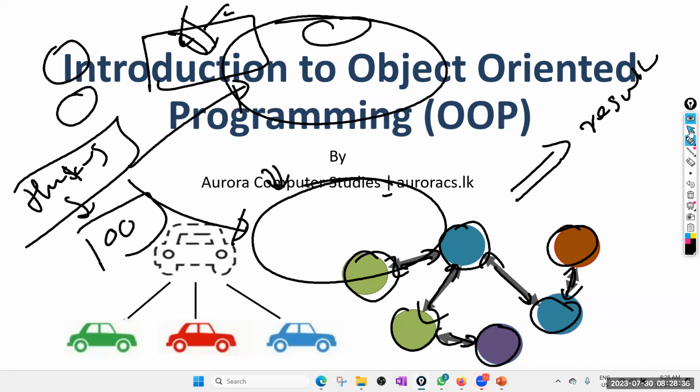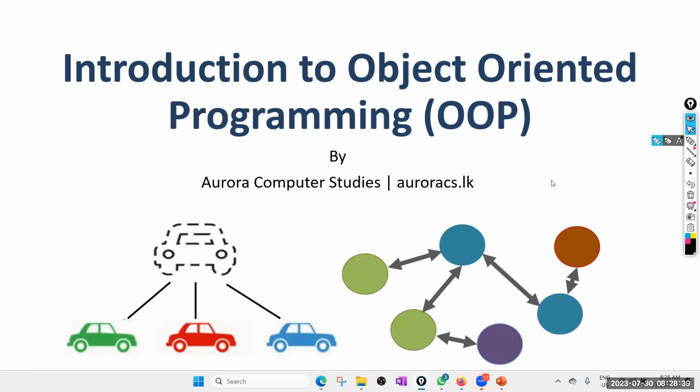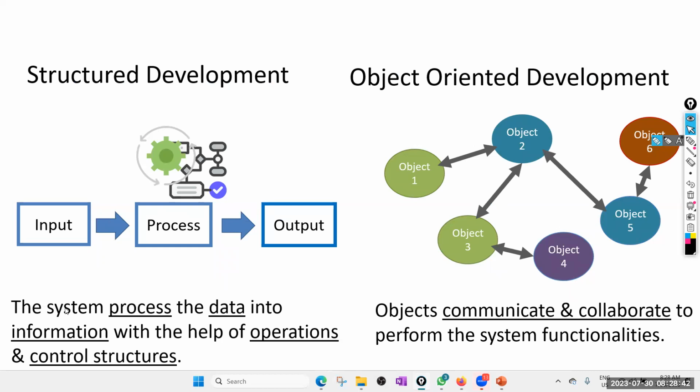Right. So that is what object-oriented programming, or object-oriented development, is. The system processes the data into information or the results with the help of operations and control structures. That is structured programming or structured software development. In the object-oriented way, how do you look at the system? How do you look at this when you analyze, when you design, when you develop? We consider that there are a set of objects that communicate and collaborate to perform the system functionalities. So you can see the words are there, right? Here we have the word object. Here we have the structures.